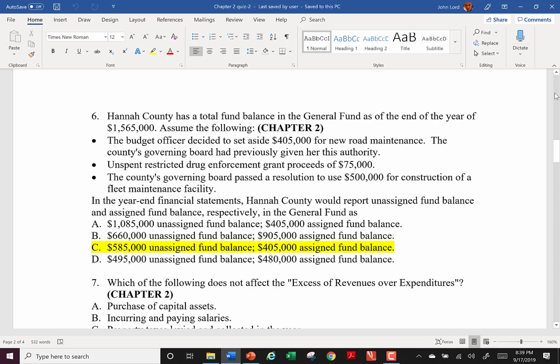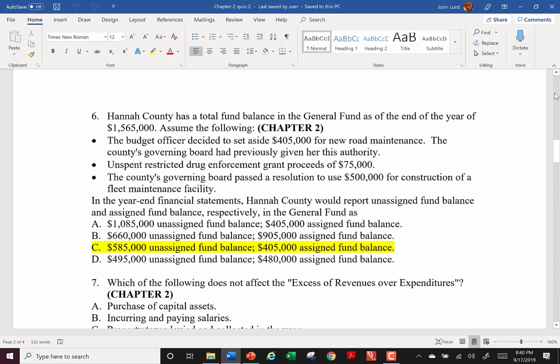Okay, good. How about the county's governing board? Is the governing board the highest decision-making authority in that government? Yes. Governing board, okay, passed a formal resolution. That means they voted as to how that money is going to be used. Okay, so that money is what? Committed. Good, that money is committed, so I'm going to go ahead and back that off. What's that, 500,000? Yep. That's committed?